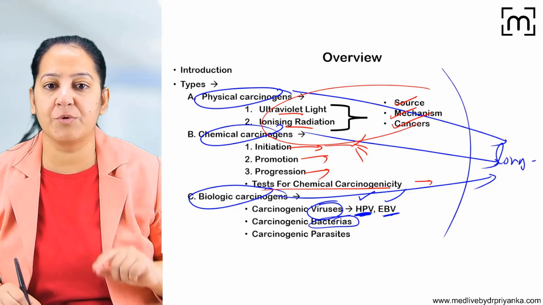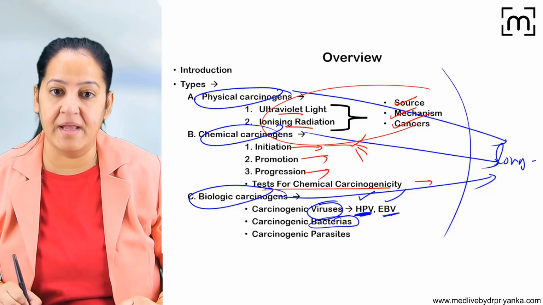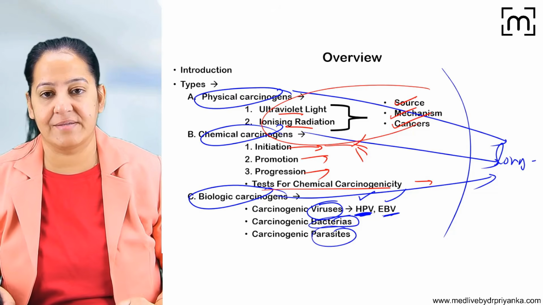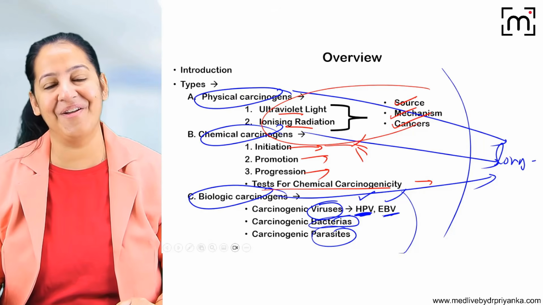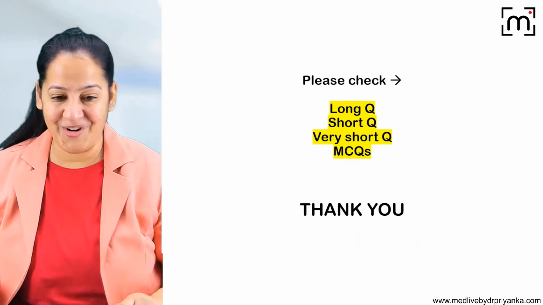Only one bacteria causes cancer, that is H. pylori. And there are 4 parasites which cause cancer. So first enumerate all and tell the mechanism of viruses only. Okay, that's all about it. I hope you learned it and you enjoyed the session.